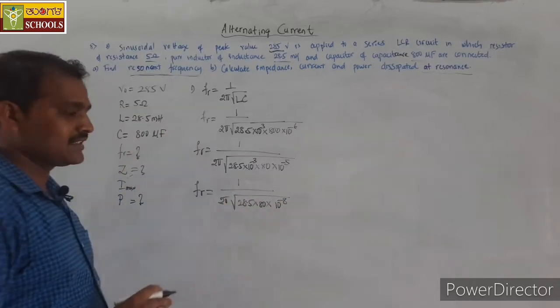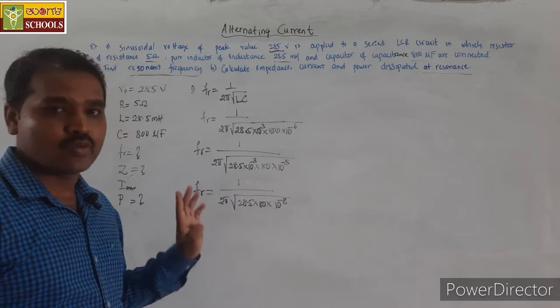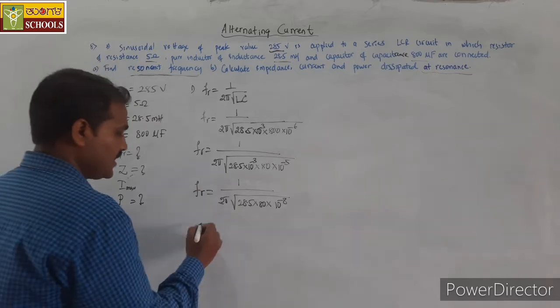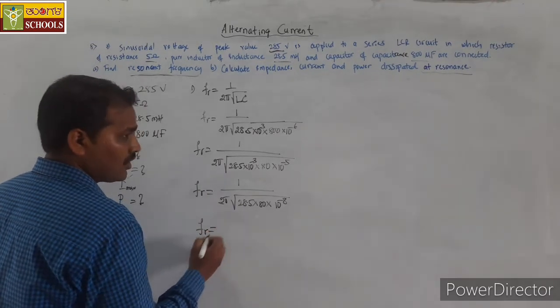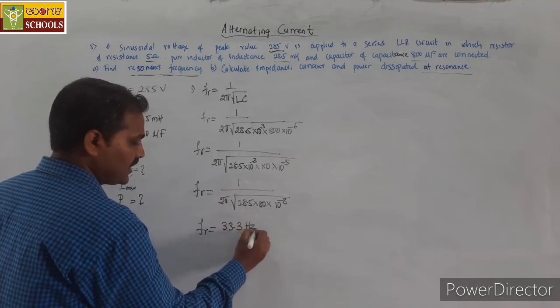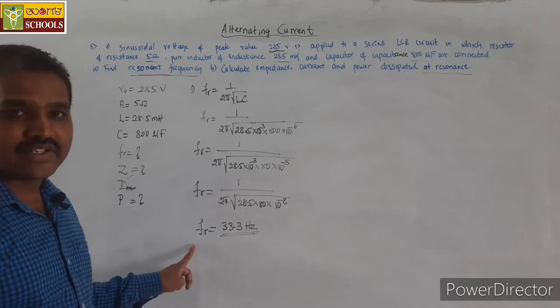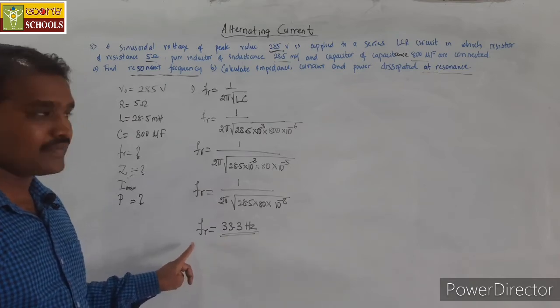Now I can easily take the square root of 10 to the power of minus 8 as well as this value. By simplifying this, I get the value of resonant frequency is equal to 33.3 hertz. Okay, so this is the value of frequency at resonance.